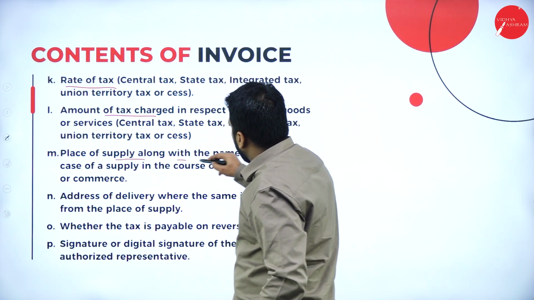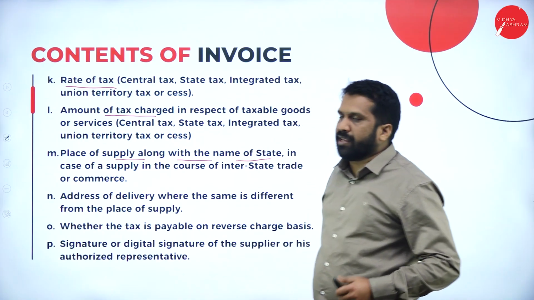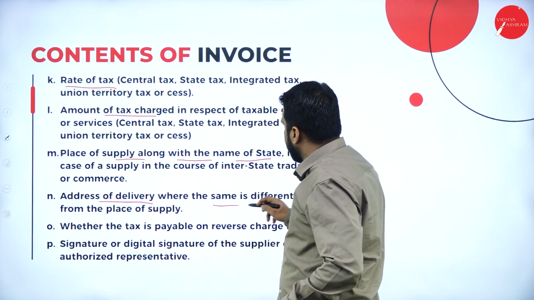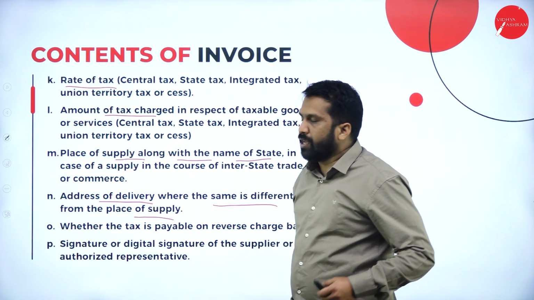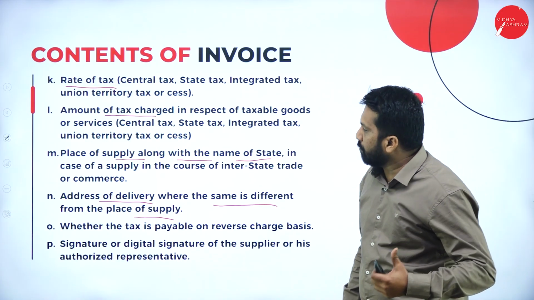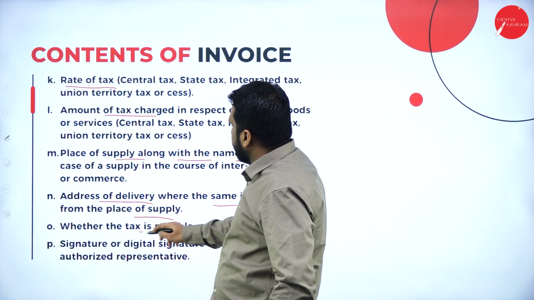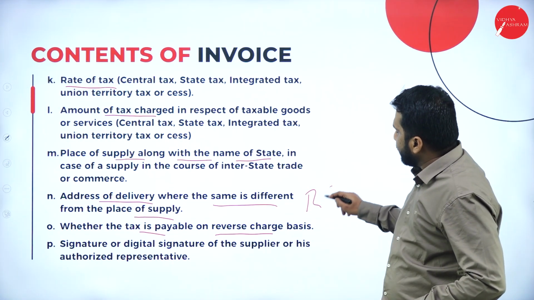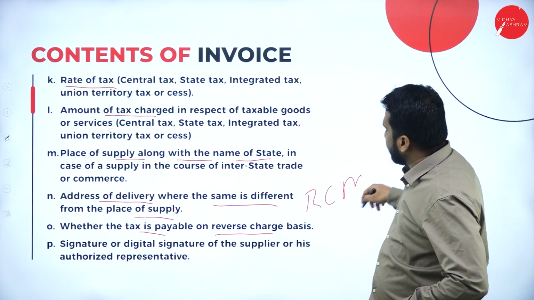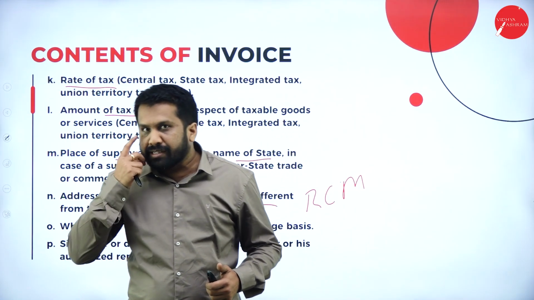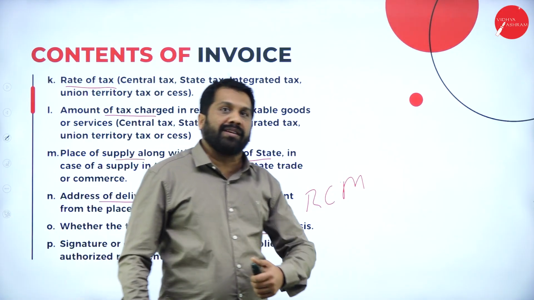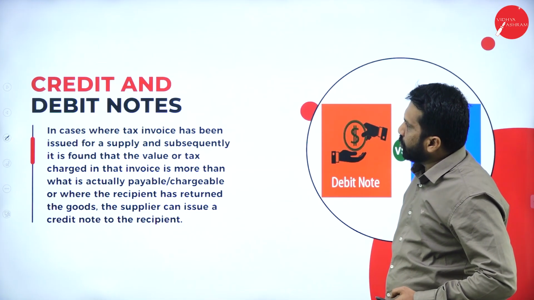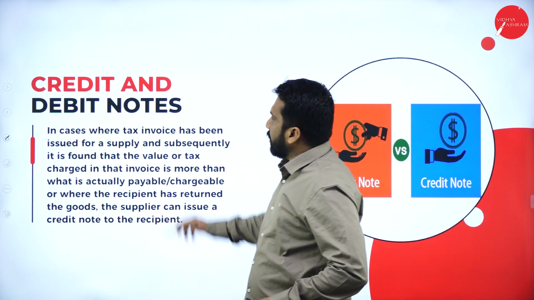Place of supply along with the name of the state. So where you are supplying, if you are supplying to another state, you have to mention that. Address of delivery, where it is different from the place of supply. Where you are delivering and the place of supply have to be mentioned. Whether the tax is payable on reverse charge mechanism. As I told you, RC, reverse charge mechanism, RCM. Whether you are selling that particular product on RCM basis, that you have to mention. Once you are done, credit and debit note.